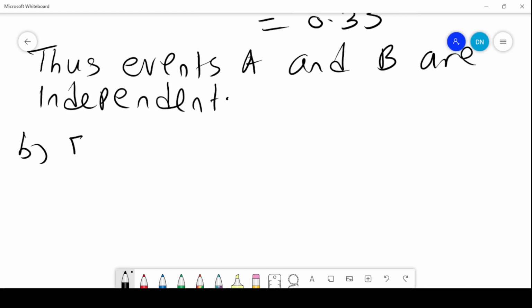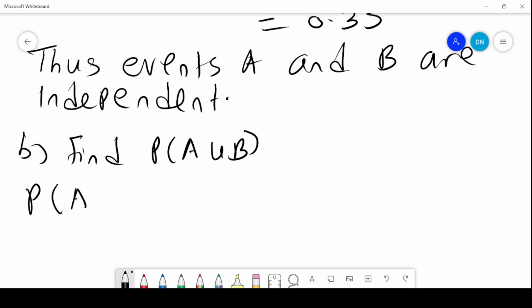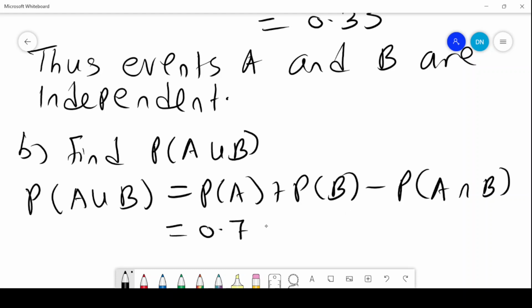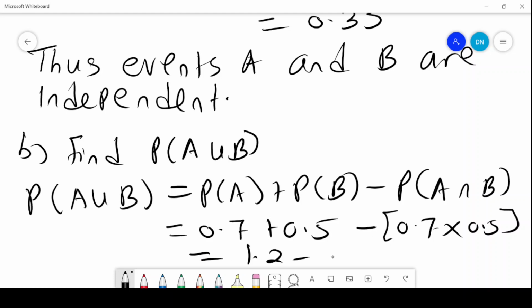We are told to find the probability of A union B, and since we don't know much about the issue of independence here, we can write the probability of A union B as the probability of A plus the probability of B minus the probability of A intersection B. And since we know that A and B are independent, it will be 0.7 plus 0.5 minus 0.7 times 0.5, and this is 1.2 minus 0.35, and this gives us 0.85. So that is the probability of A union B.